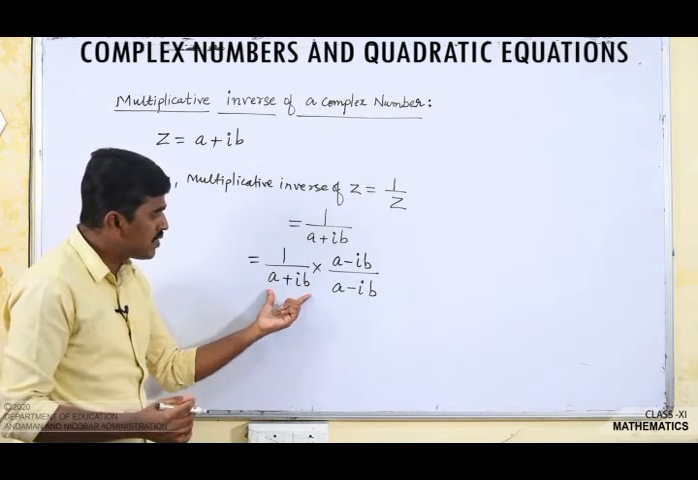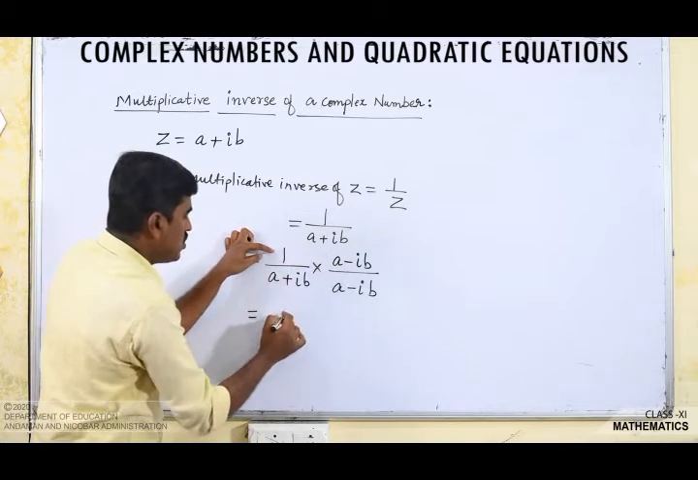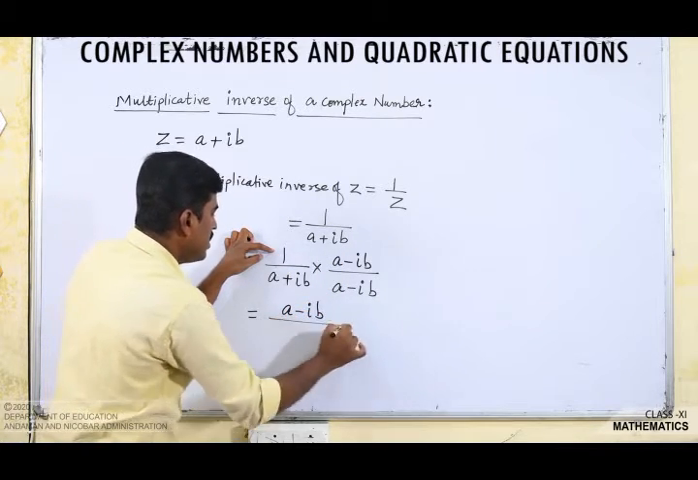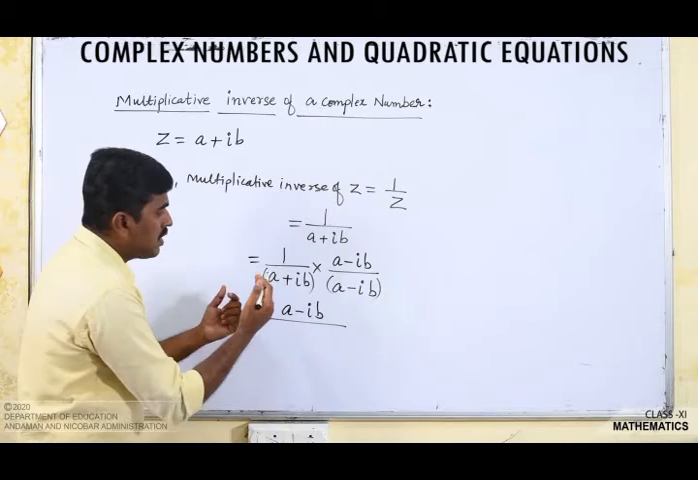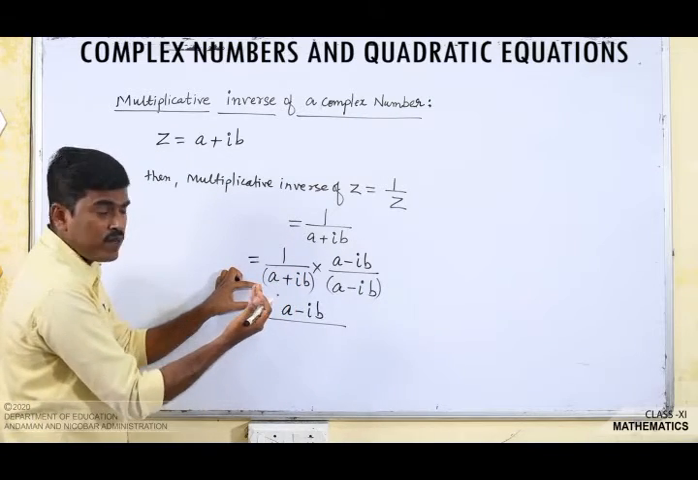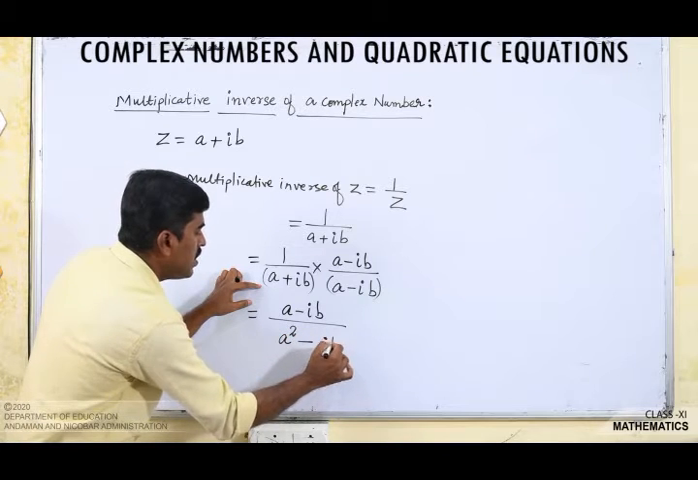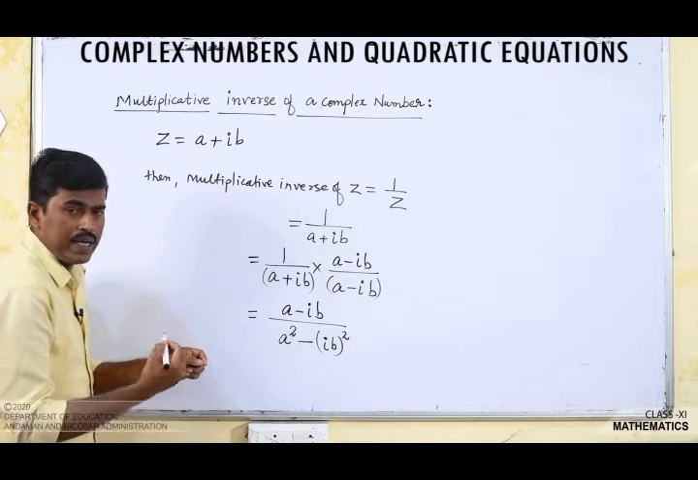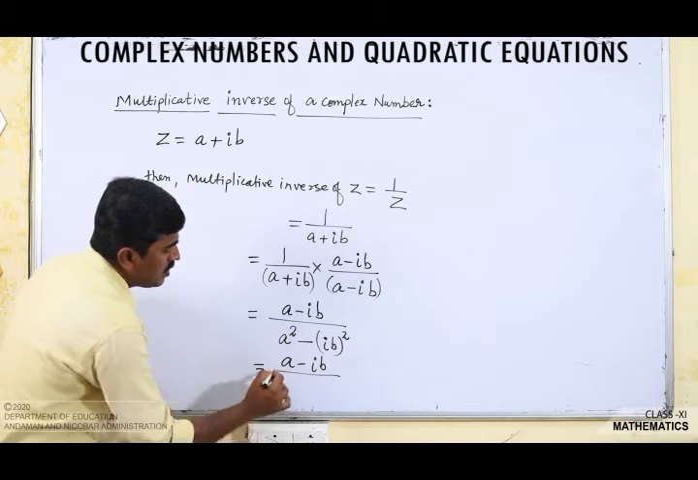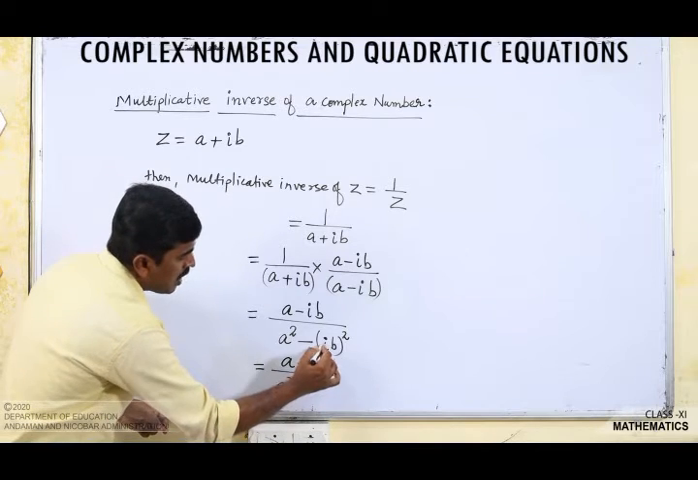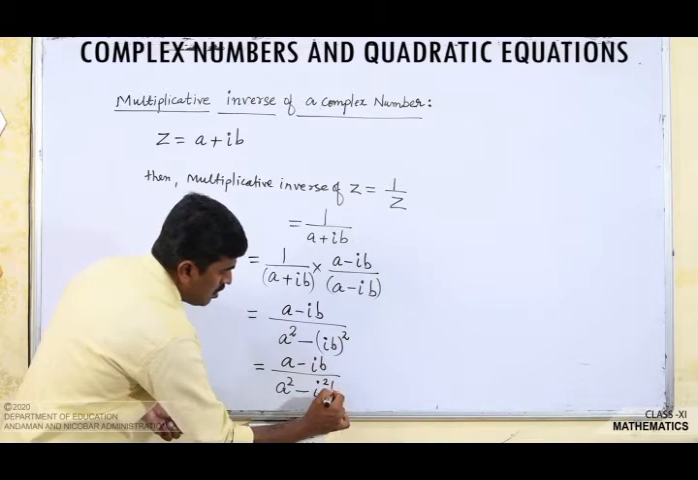What is the conjugate of a plus ib? That is a minus ib. So here we will get a minus ib into 1, that is a minus ib, and here it is in the form of a plus b, a minus b. Using that formula, a plus b, a minus b equals a square minus b square. So we can write it as a square minus ib whole square, that is a minus ib divided by a square minus i square b square. So what is the value of i square?